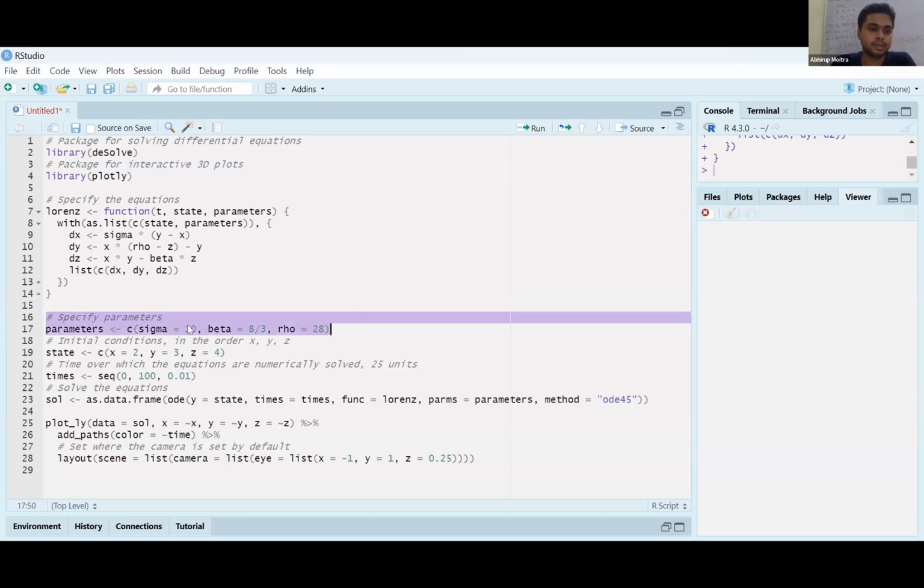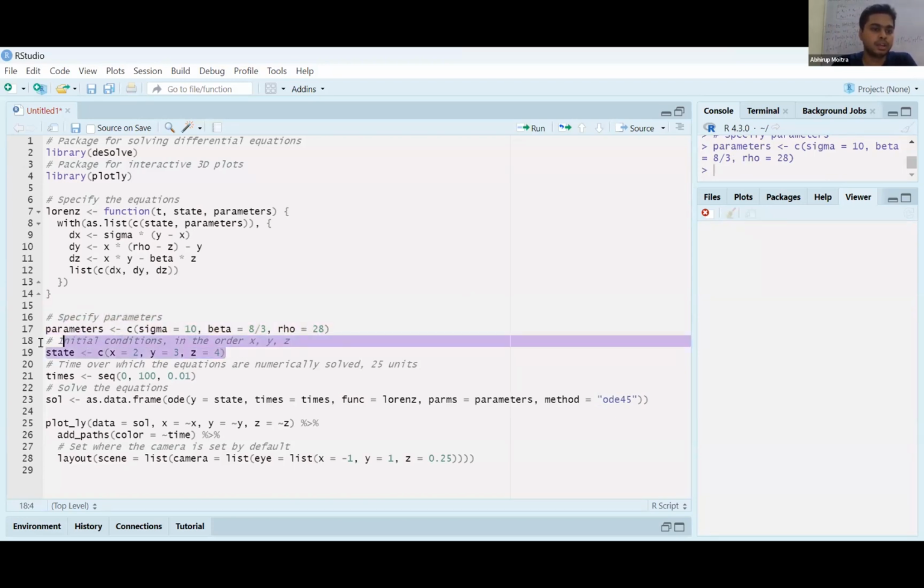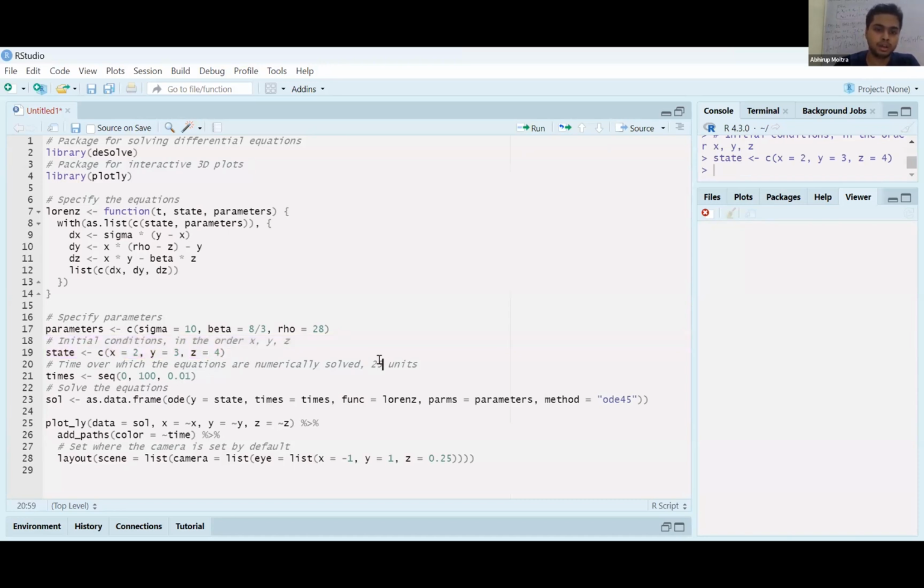So specifying the parameters, as I mentioned, that is sigma, beta, and rho. The parameters are specified, and the initial conditions. You can change the initial conditions according to your preference. It is not hard and fast that the initial condition has to be this. And here comes the time over which the equations are numerically solved, in 100 units.